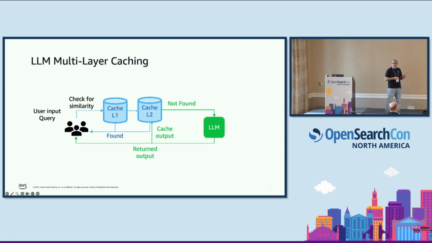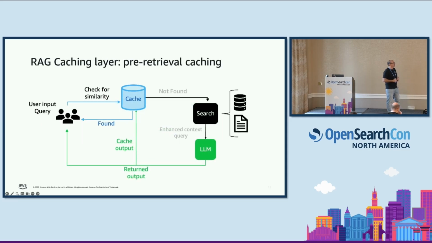But the same flow happens here. In case we have a cache hit, we return that to the users. If not, we then invoke the LLM and cache the results and send it back.